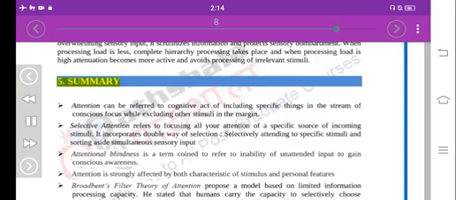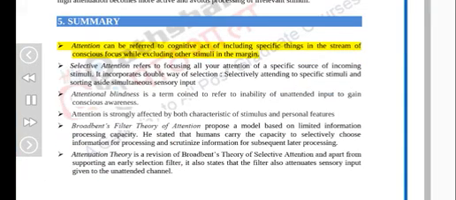Summary. Attention can be referred to as cognitive activity, including specific things in the stream of conscious focus while excluding other stimuli in the margin. Selective attention refers to focusing all your attention on a specific source of incoming stimuli. It incorporates a double way of selection: selectively attending to specific stimuli and sorting aside simultaneous sensory input. Attentional blindness is a term coined to refer to the inability of unattended input to gain conscious awareness.